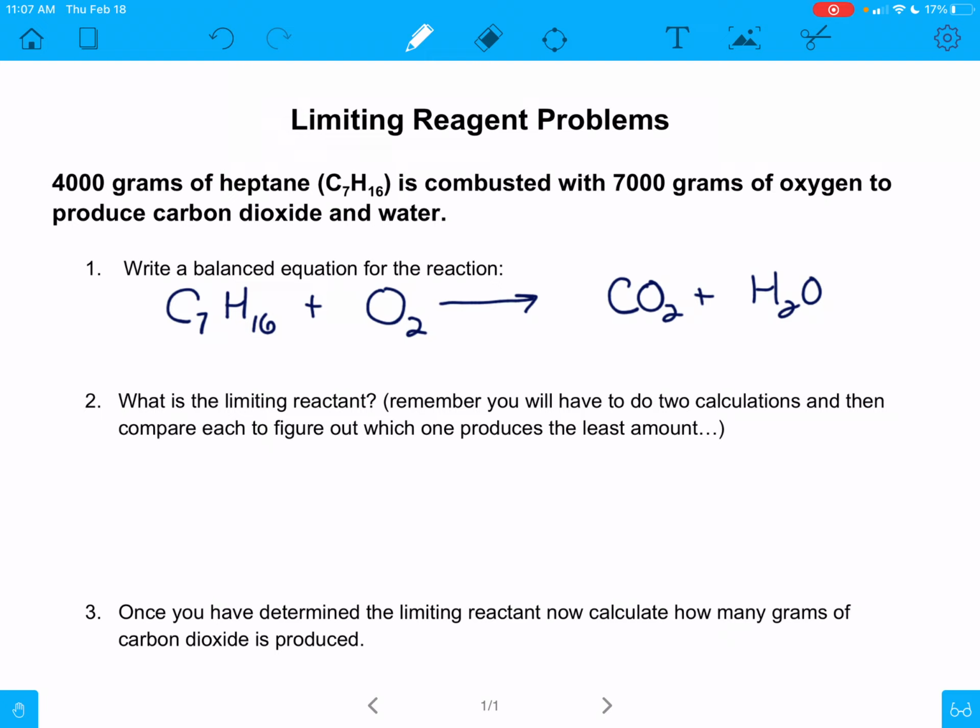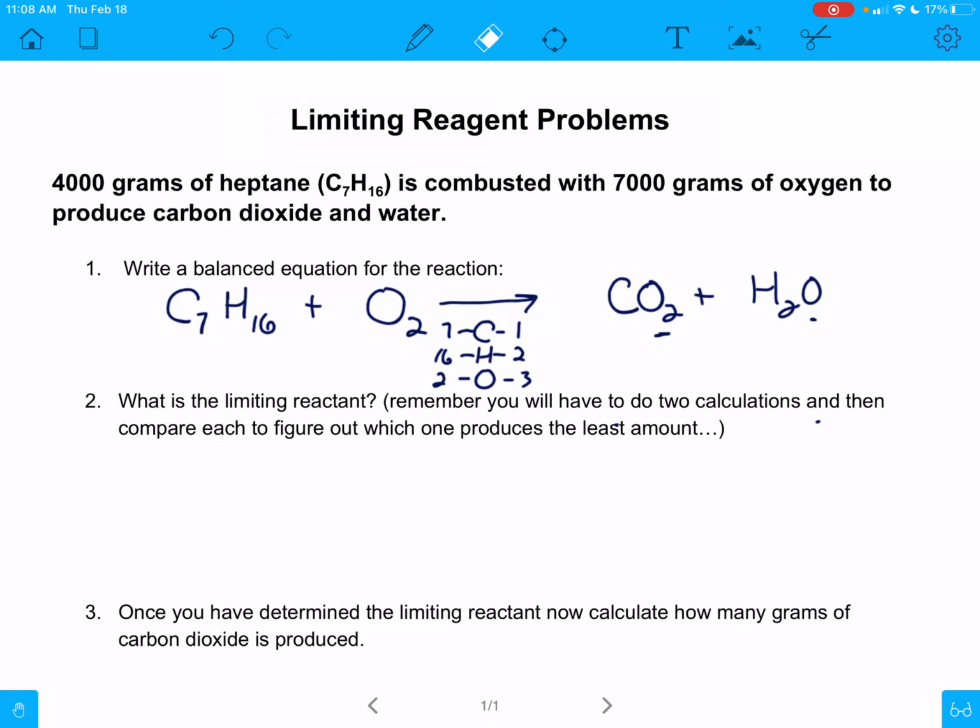To balance it, we have to take attendance. We're dealing with carbon, hydrogen, and oxygen, so let's figure out what we have of each. On the reactant side we have 7 carbons, on the product side 1. We have 16 hydrogens over here, and we have 2 over here. We have 2 oxygens here, and we have 3 oxygens over here.